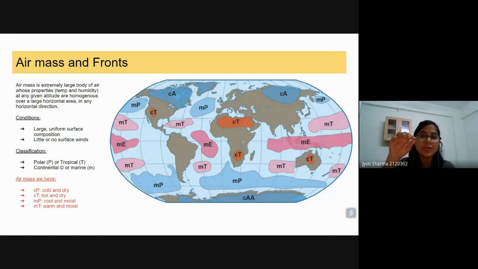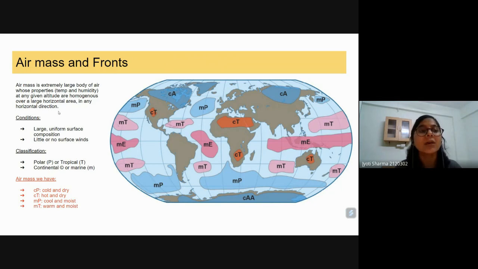And if there is no movement of air, if air is still, then over a longer time, this large body of air will be there only. Okay, let's see the definition of air mass. An air mass is an extremely large body of air whose properties at any given altitude are homogeneous over a large horizontal area in any horizontal direction.